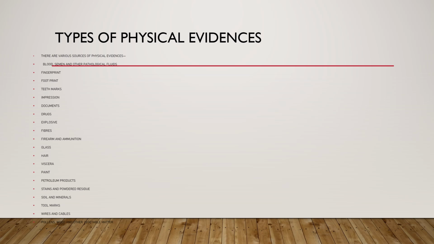Soil and minerals. All items containing soil and minerals can be examined to link a person to an object and also a person to a place. Basically, soil is found in outdoor crime scenes. Indoors, we may not find it, but it can be found. It can be left by the suspect when he or she entered the crime scene, from the shoes.